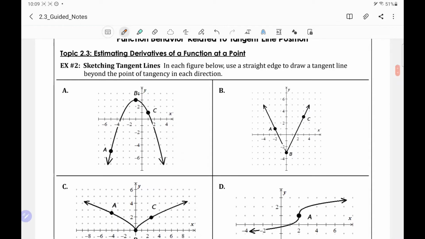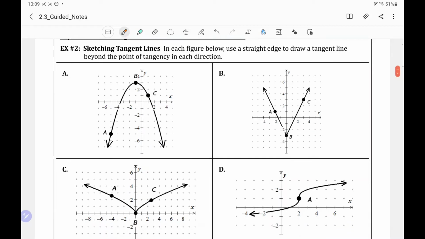Notice the topic here: estimating derivatives of a function at a point. Sketching tangent lines. In each figure, I want you to take a straight edge of some sort, even if you're using a computer device, however you need to do it, and draw a straight line. You're going to find the tangent and estimate its slope for each one. So, for example, here at point A on graph A, let's draw in the tangent line.